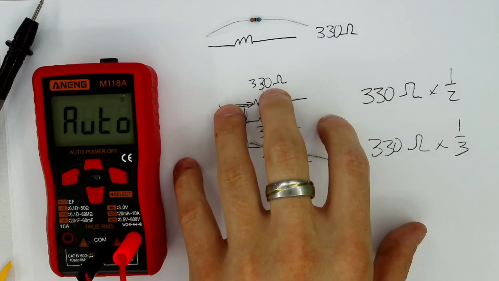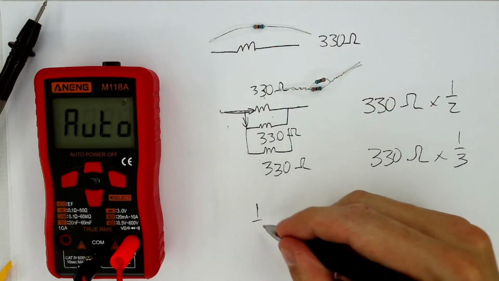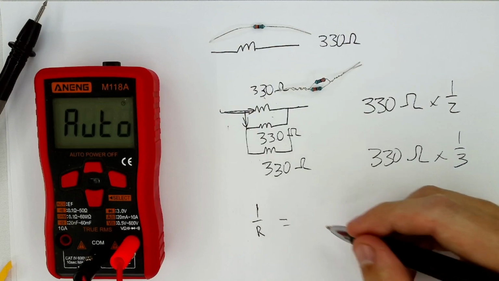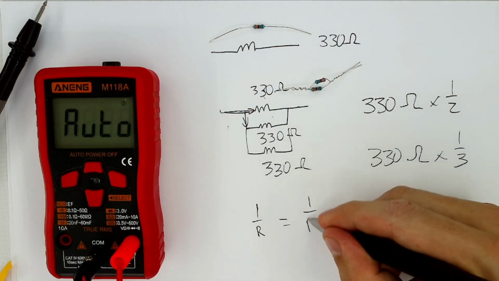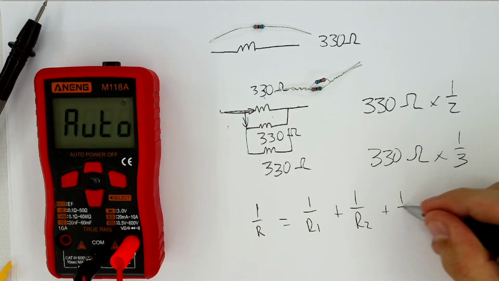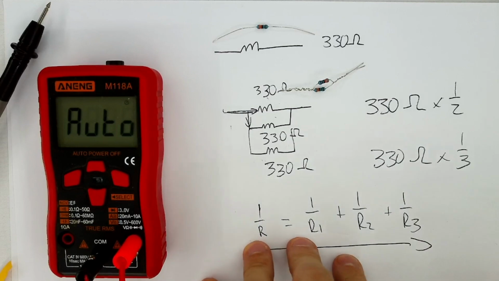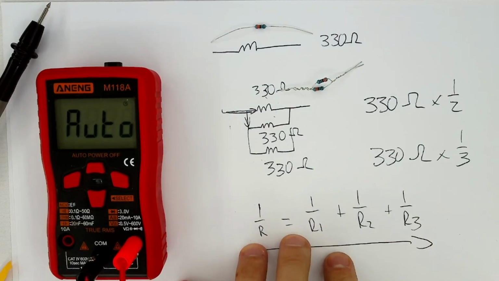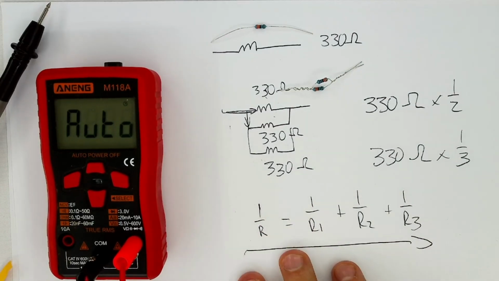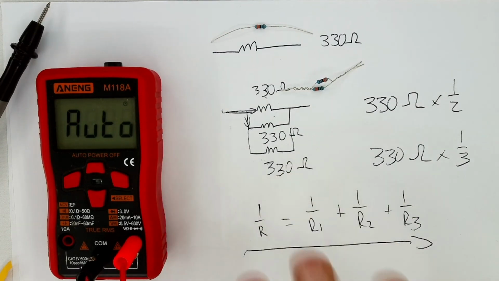If you have different resistor values, there is actually a resistor calculator which you can use online, or you can use the equation 1 over R is going to be equal to 1 over R1 plus 1 over R2 plus 1 over R3. But this is a bit more advanced, and I do not recommend knowing this off by heart when you first get started with electronics. We'll have a look at this a bit later in the future when you've learned a lot more.